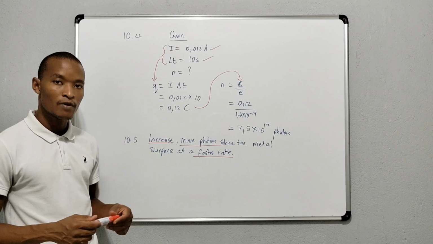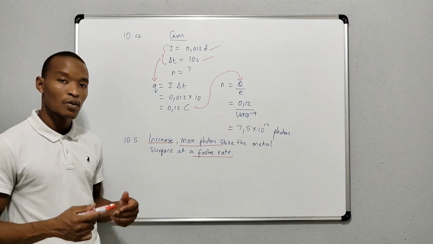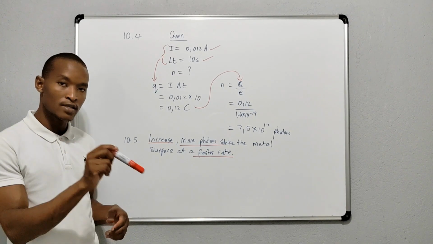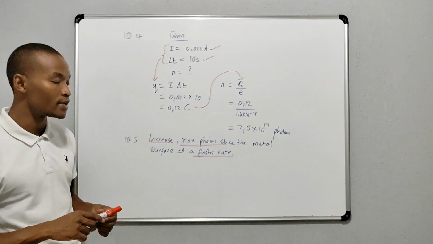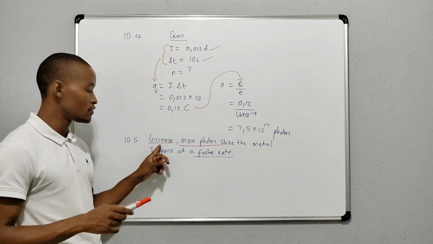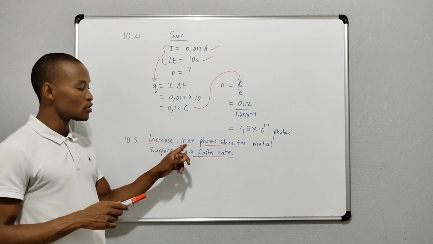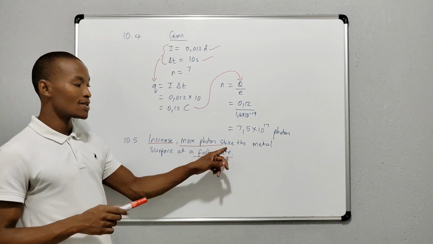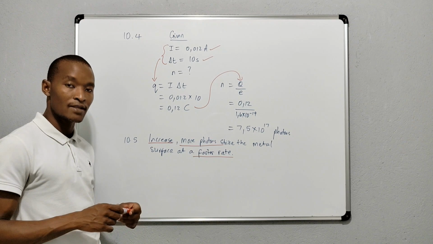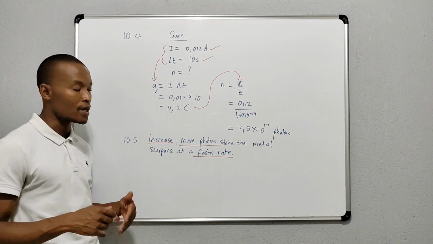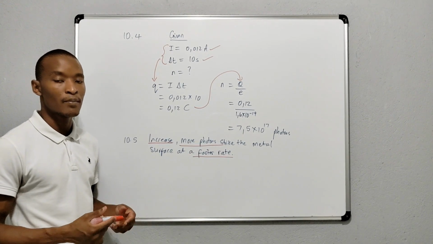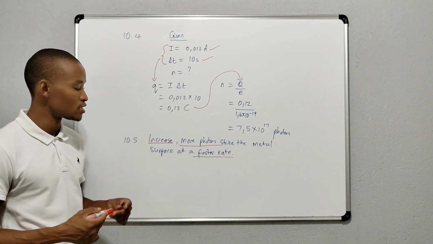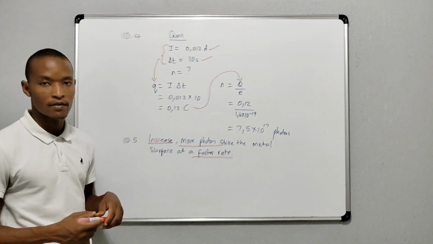Now, for 10.5, we need to talk about what will happen if we increase the intensity of the incident light in relation to the reading on the ammeter. The reading will definitely increase. Why? Because more photons will strike the metal surface at a higher rate, and therefore will result in a greater amount of current being registered on the ammeter itself.